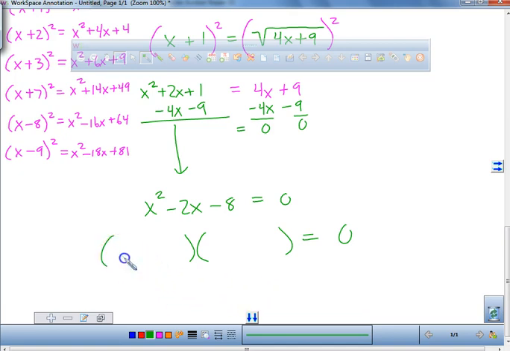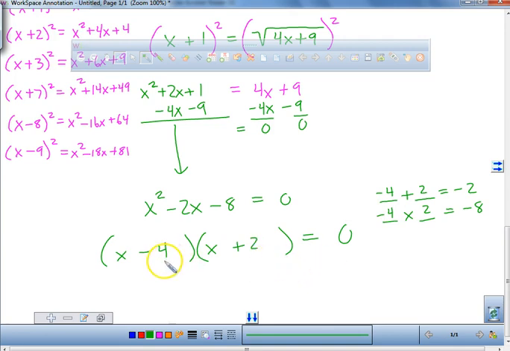Now, I'm going to put an X here and an X here. If you remember from last year, you remember me doing this over and over. Could you please tell me two numbers, when added together, equal the middle coefficient? And when you take the same two numbers and you multiply them together, they equal the final number. This is a process that you need to know how to do over and over again. So what two numbers add up to a negative 2, but multiply together to equal a negative 8? Negative 4 and 2. Negative 4 and 2 is correct. So we have x minus 4 and x plus 2.